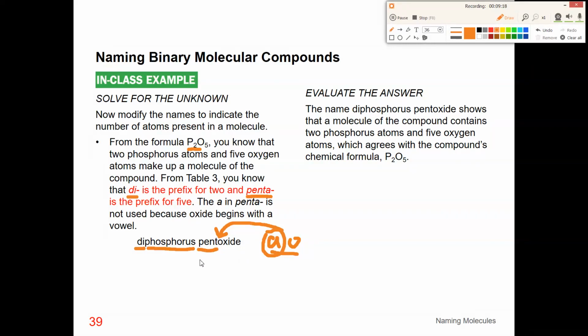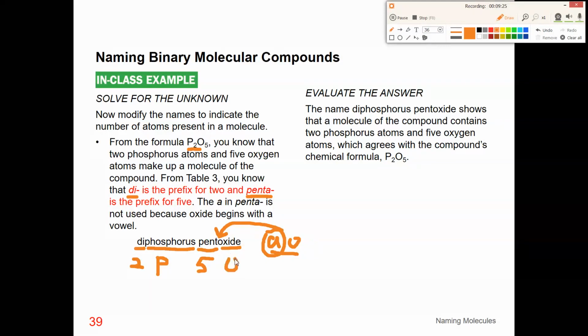So penta means 5 oxygen, and the 2 phosphorus, 5 oxygen, basically something like that. 2 phosphorus, 5 oxygen, so P2O5.